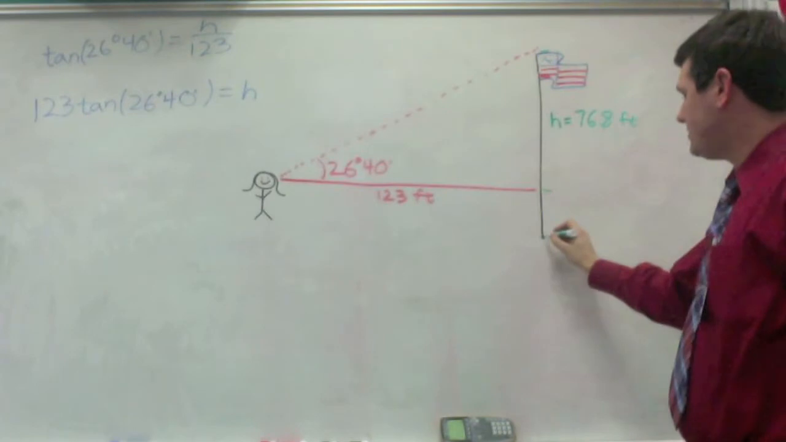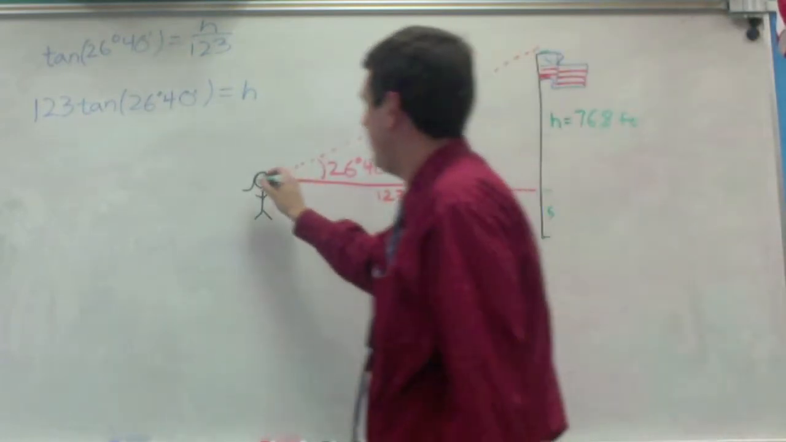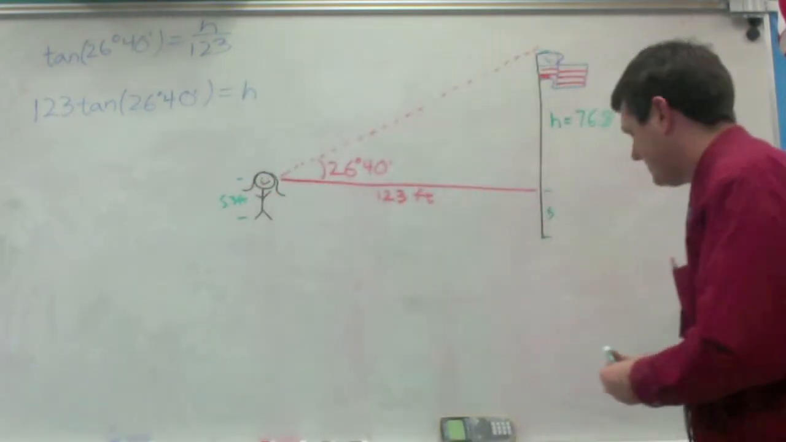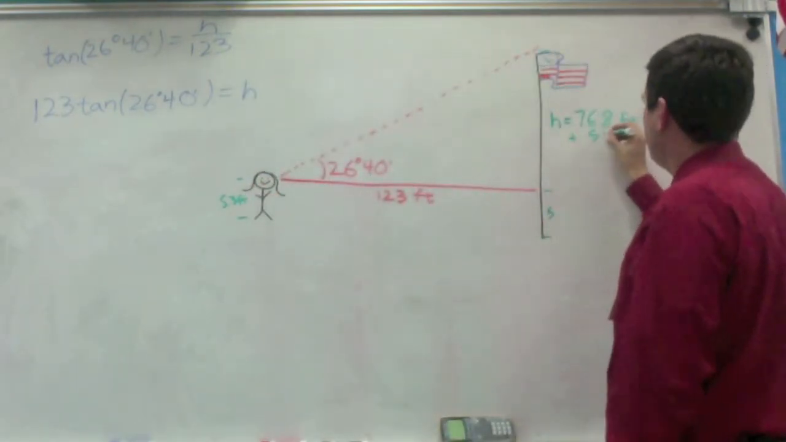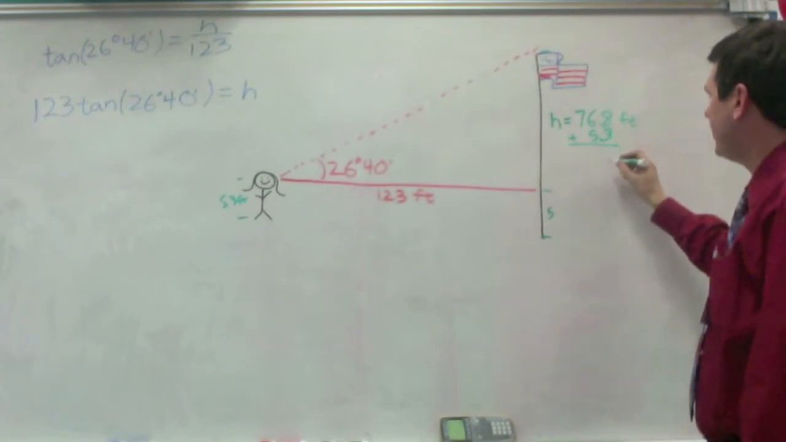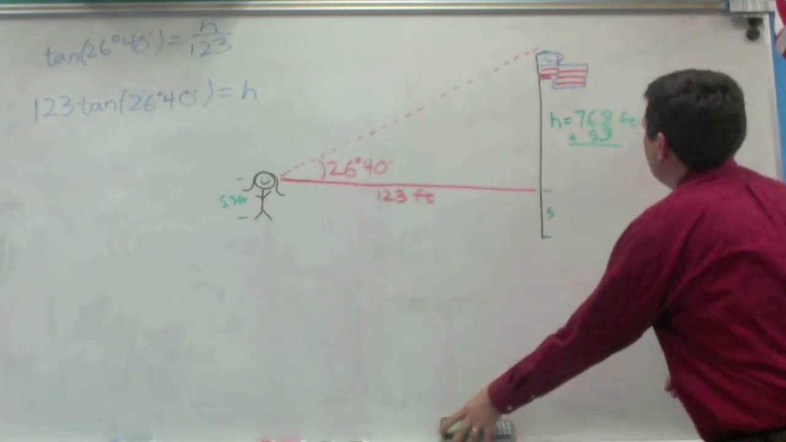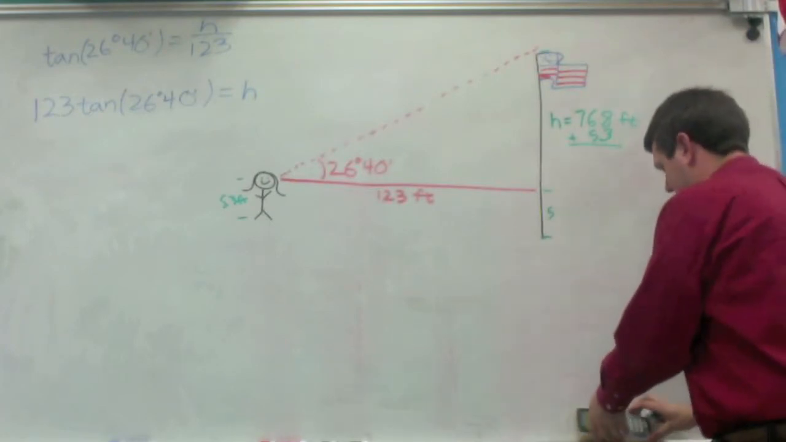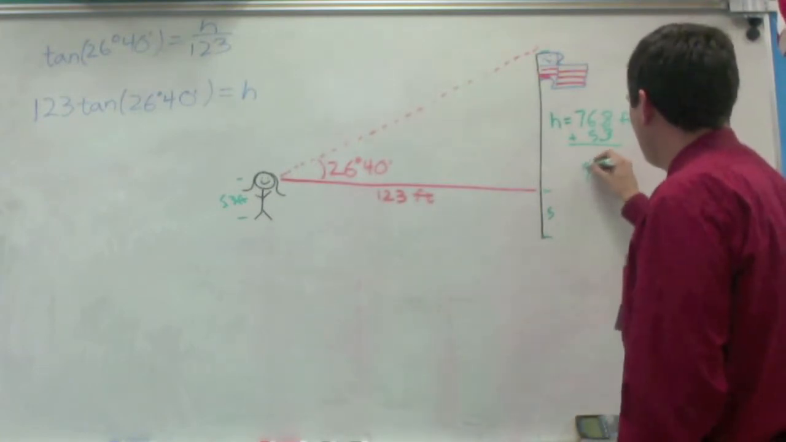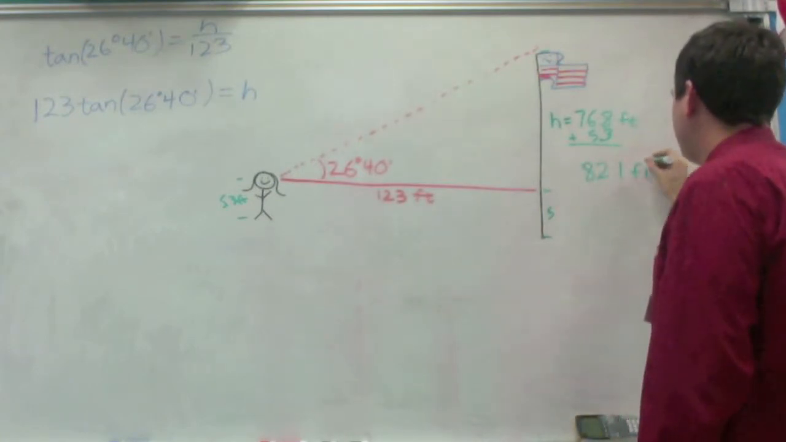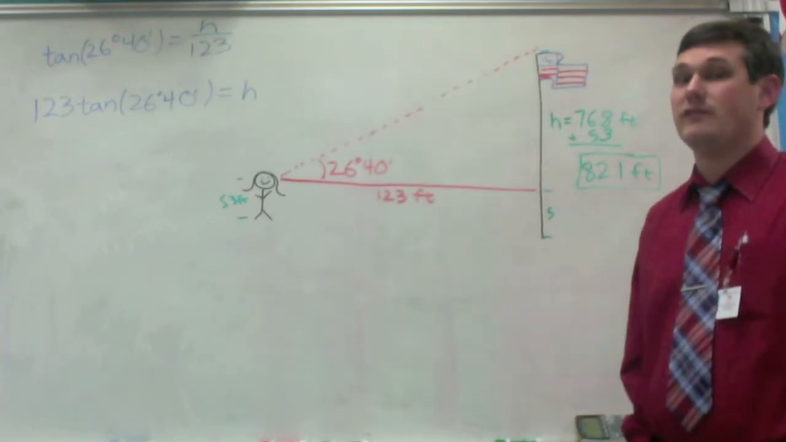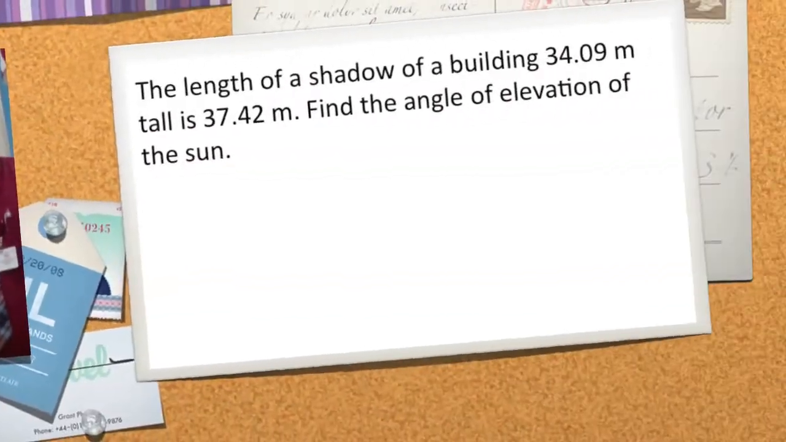But that's not my final answer because I have to add her height, which was 5.3 feet. So I do 76.8 plus 5.3. That gives me 82.1. The flagpole is 82.1 feet tall. For those of you who did the project, that should have been a very familiar problem. Here's the next problem.